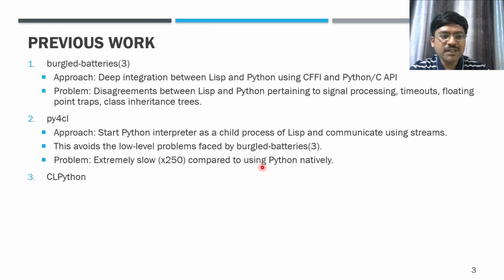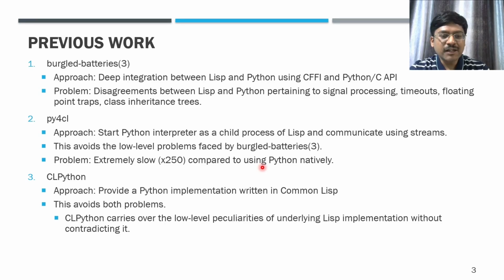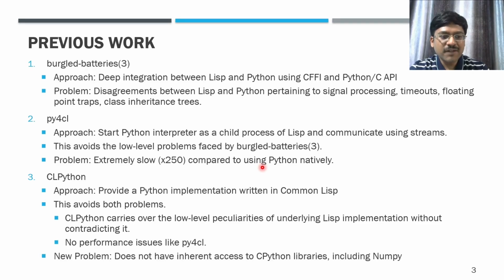A third approach is that of CLPython. It aims to provide a Python implementation written in Common Lisp itself. It solves both the problems. It can carry over the low-level peculiarities of the underlying Lisp implementation, and it also does not have any performance issues. But it faces a third problem. It does not have inherent access to CPython libraries, that is, C extensions written for Python. This includes libraries like NumPy.